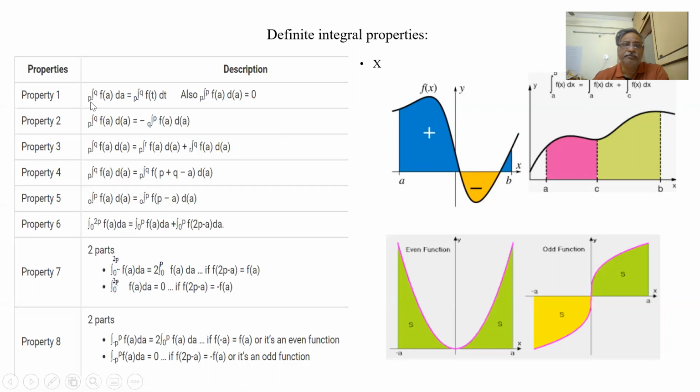What is the second rule? Integral a to b f of x dx is equal to integral a to b f of t dt.